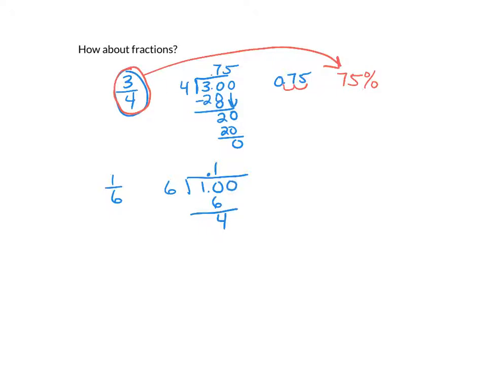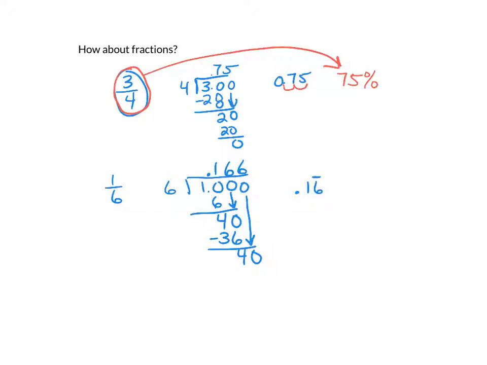Now I'm going to have to put a 0 and drop it. How many sets of 6 are there in 40? Well, there are 6. 6 times 6 is 36. I subtract, I get 4. I bring down another 0. You might see here that this is going to continue. It's going to be a repeating decimal. So 1/6 as a decimal is 0.16 with a line over the 6.